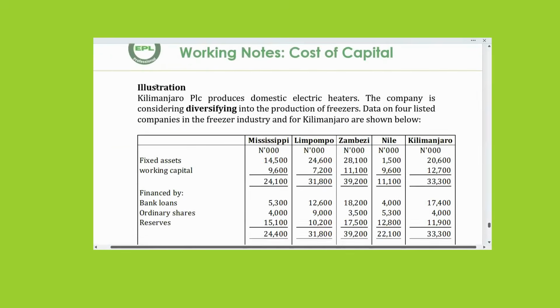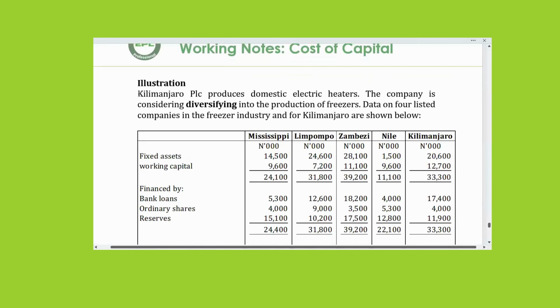Not only that, when you go to the first paragraph of the question, the examiner has mentioned that Kilimanjaro PLC produces domestic electric heaters. The company is considering diversifying into the production of freezers. So the company is moving from production of electric heaters to producing freezers. So this means that the company is diversifying. Therefore, what are you supposed to do? 5 steps, just 5 steps.